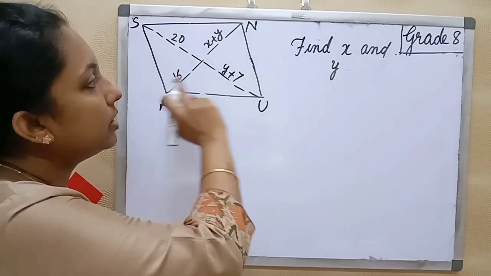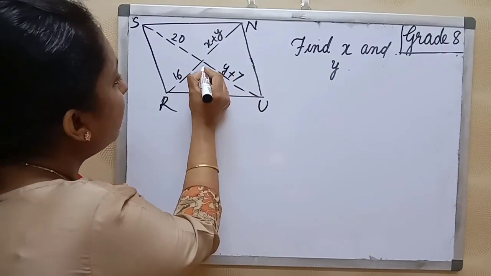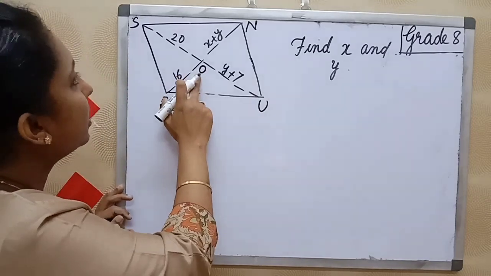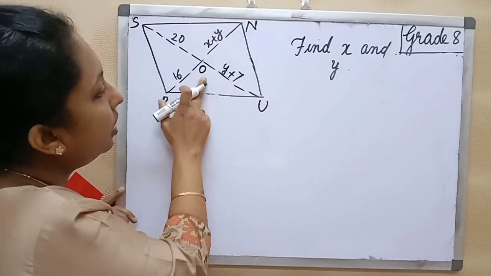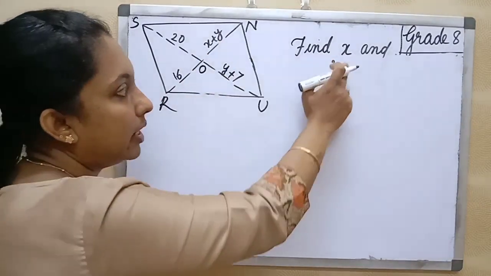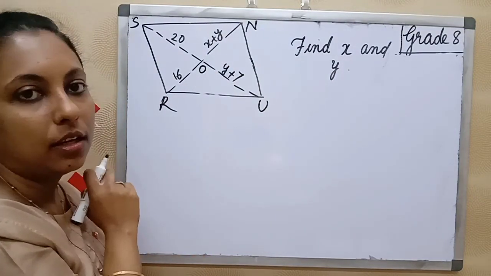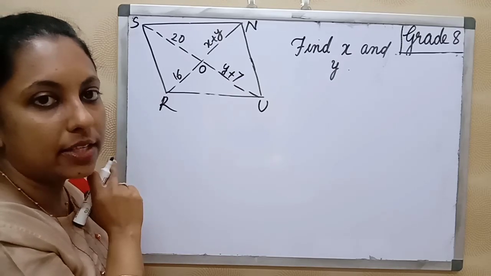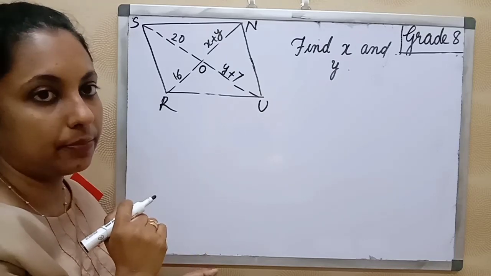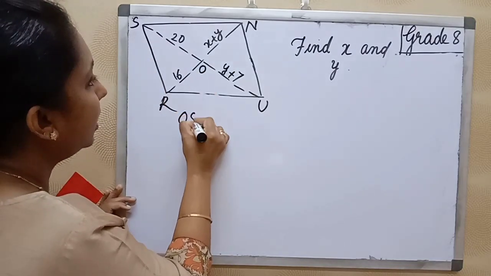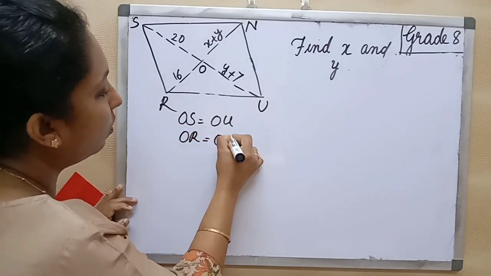Parallelogram RUNS. Then two diagonals are there, bisecting each other at a point O. Then RO is 16, SO is 20. Then ON is X plus Y, OU is Y plus 7. We have to find X and Y. We can use the property: diagonals of a parallelogram bisect each other. Bisect means dividing exactly into two equal parts. So obviously OS is equal to OU and OR is equal to ON.